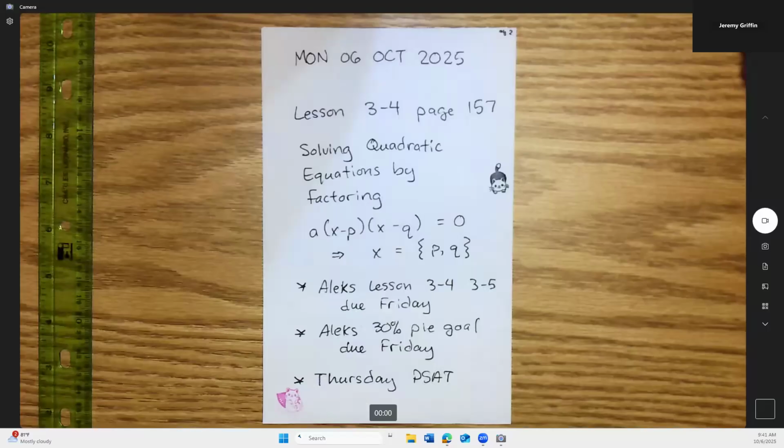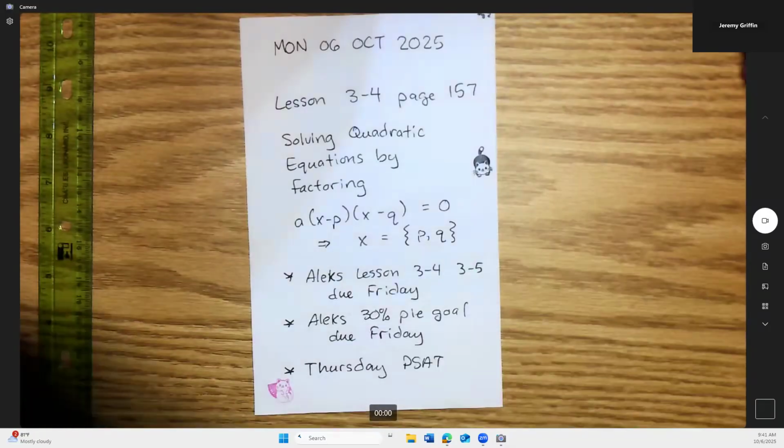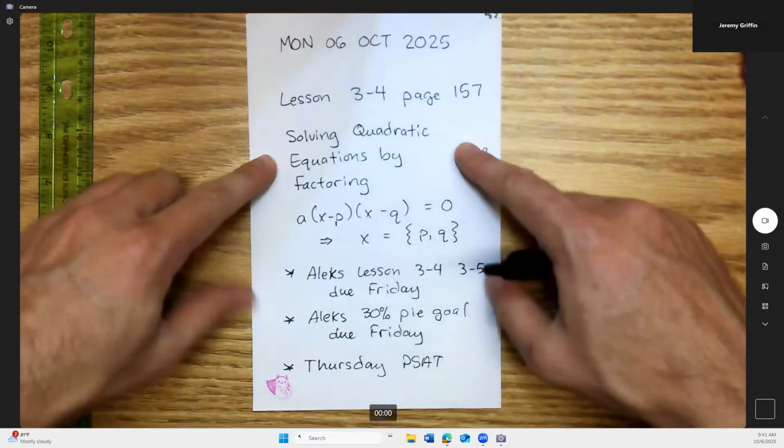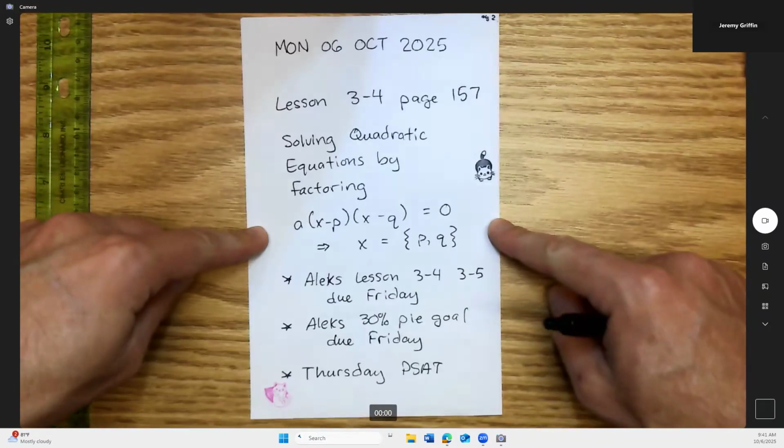Report is rolling. It is Monday, October 6th. We're on lesson 3-4 on page 157, solving quadratic equations by factoring. I'll briefly take you guys through that lesson. It looks actually pretty similar to one of the recent lessons last week.